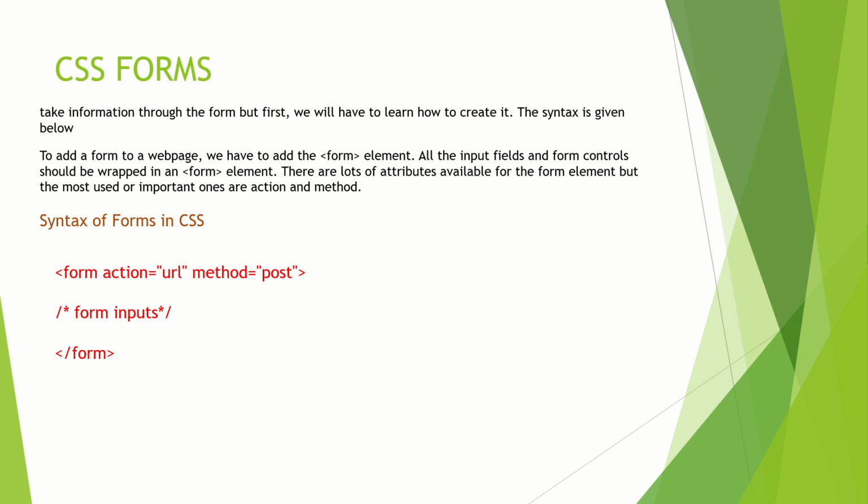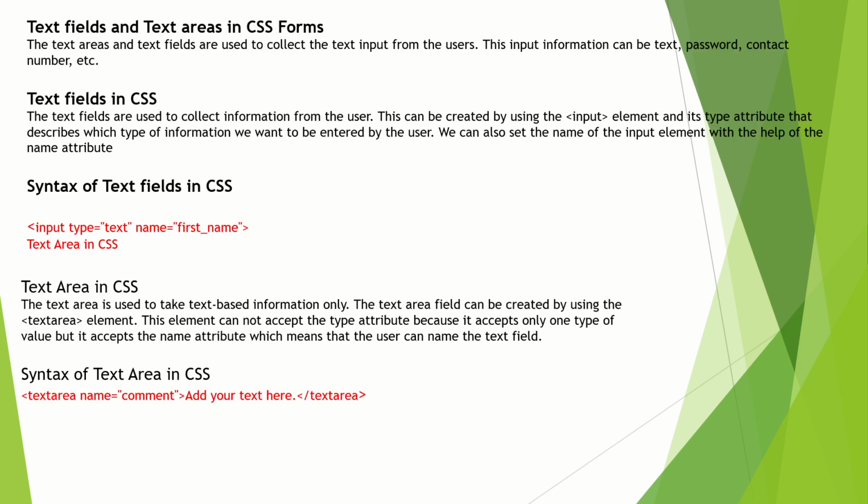This is the syntax of the HTML form, where form is the element in which all the inputs are wrapped up. There are two types of attributes available in the form element, that is action and method, which are the most commonly used in the HTML form. There are many forms in CSS, but today we will study the important forms of CSS forms. First is text field and text area in the CSS form.